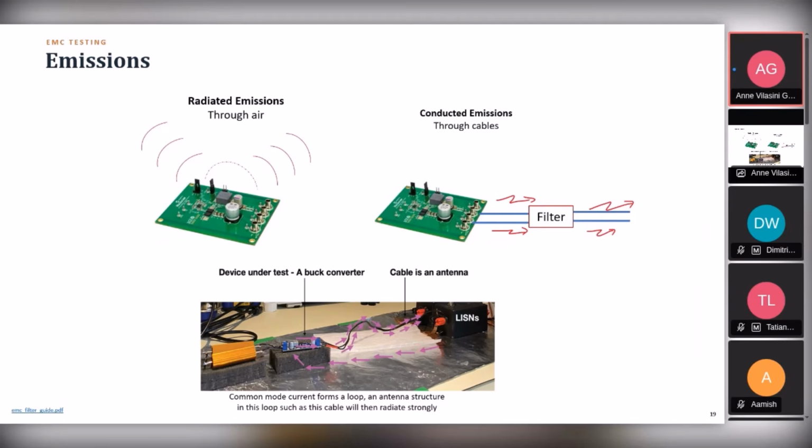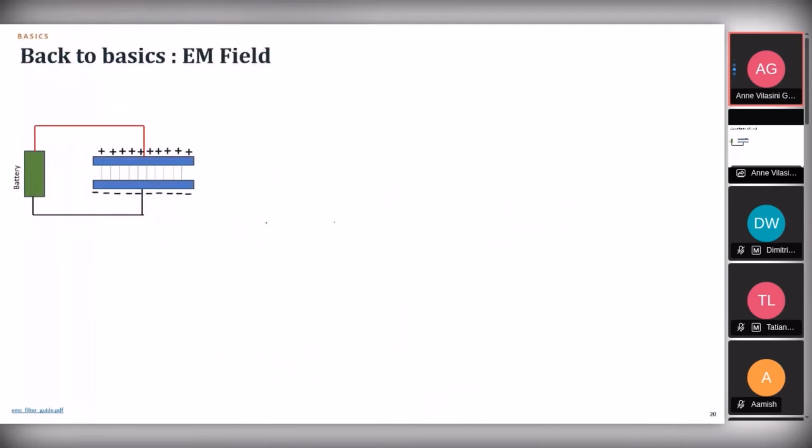So let's go back to the basics of an electromagnetic field. Here you can see an electric field is generated when a voltage is applied between two plates, similar to a capacitor. So anywhere you have voltage, you have an electric field.